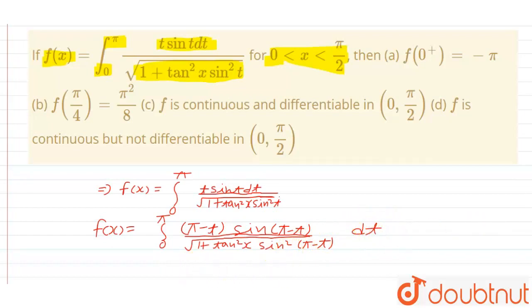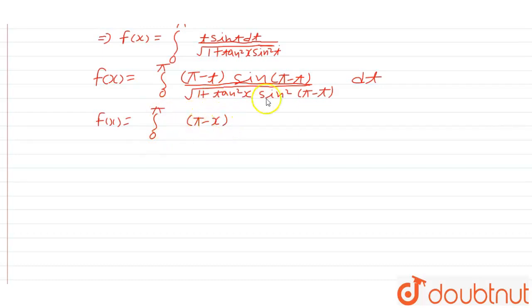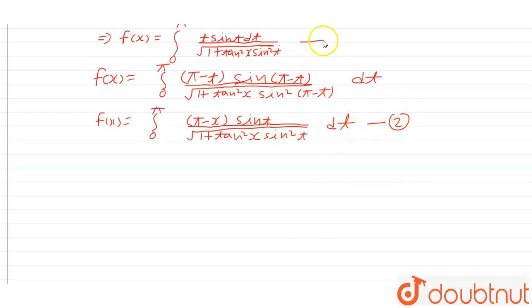So the next value we will write here: f of x equals the same thing, 0 to pi, (pi minus t) sin t divided by root under 1 plus tan square x sin square t, and this is dt. This is nothing but equation second, and this is nothing but equation first. So now we have to add equation 1 and 2.